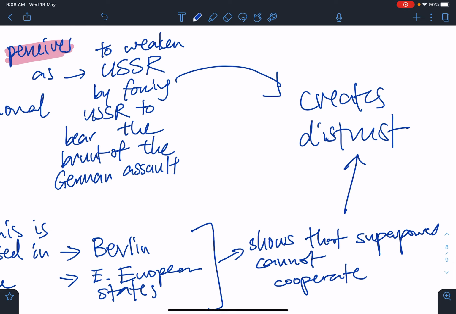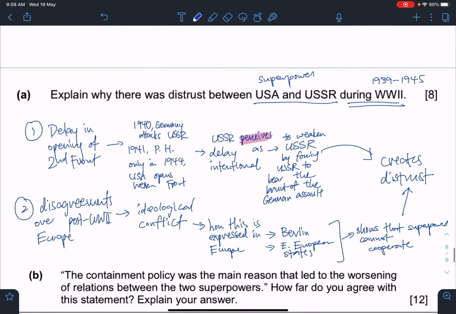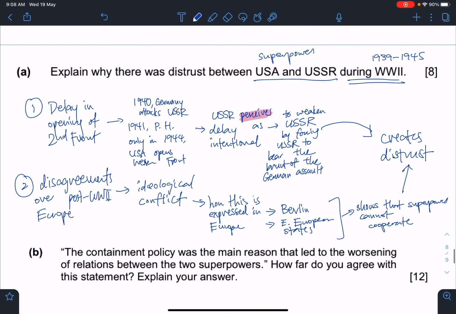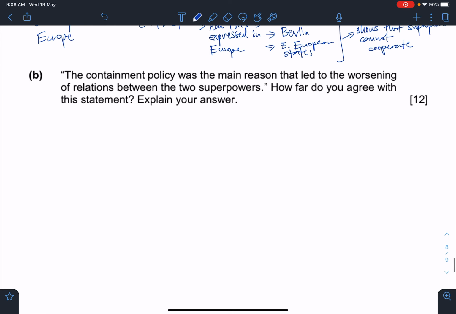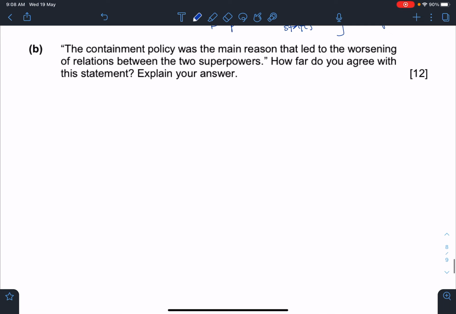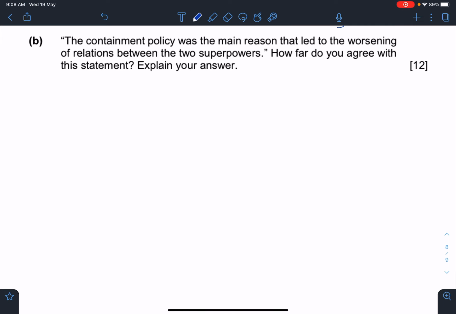Okay, you could talk about the atomic bomb, but that's a bit iffy because it's during World War II. If you were able to talk about how the USA used the atomic bomb without telling the USSR, that is fine as well. That's acceptable. Now we move on to the final question about containment. This is a tricky question, but it is also a classic Cold War question. What is the keyword here? Containment. This is my given factor.